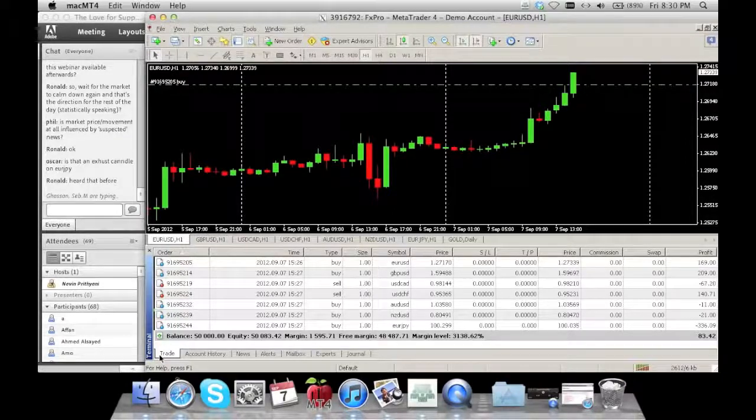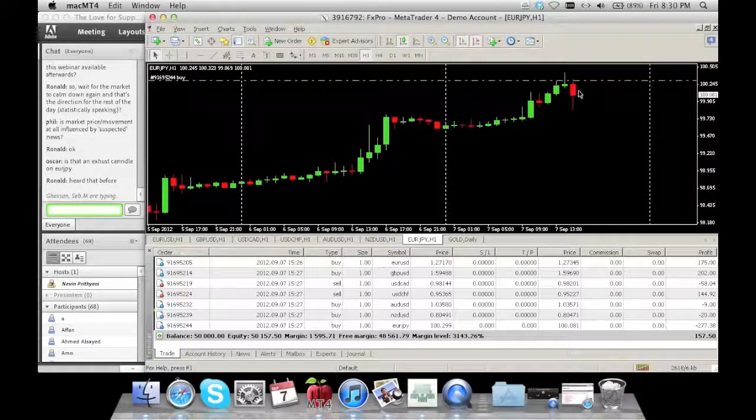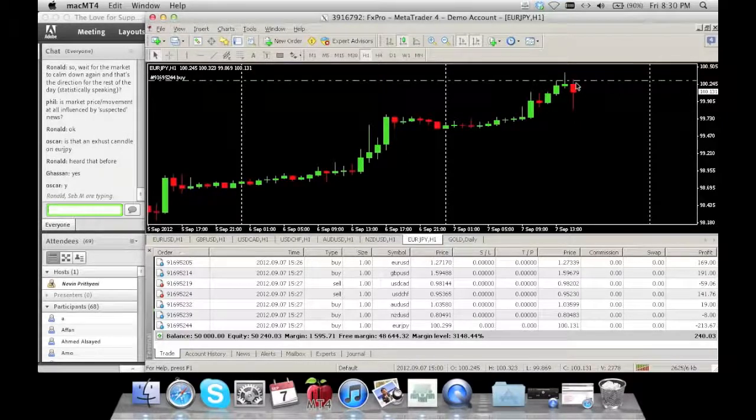Is that an exhaustion candle on Euro Yen? Okay, let's take a look. On Euro Yen, on the previous candle, possibly yes. Okay, it's not a clear exhaustion though, it's very small. The next candle opened up, it did go short, but not so clear.